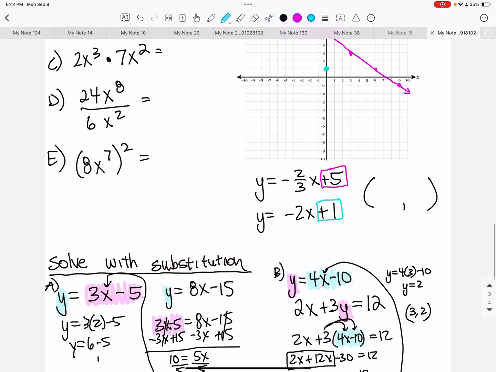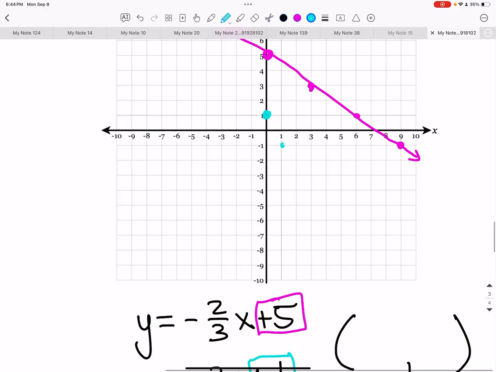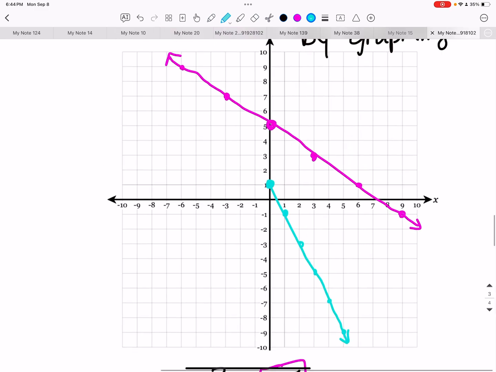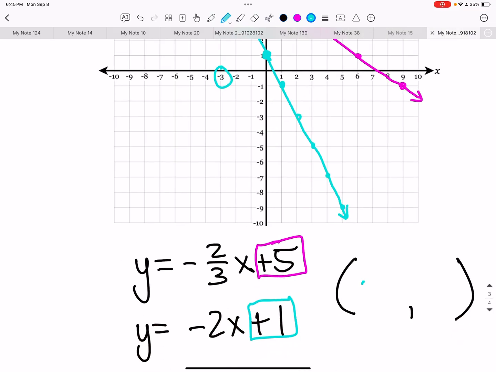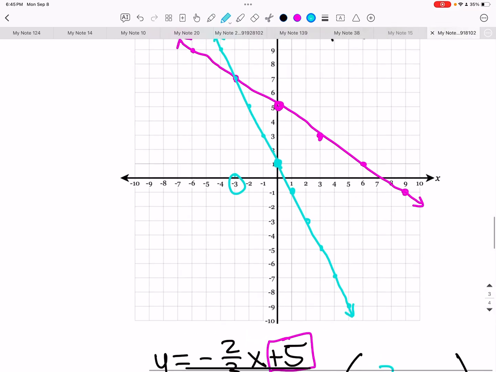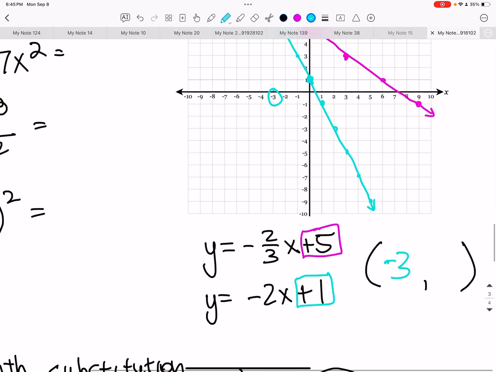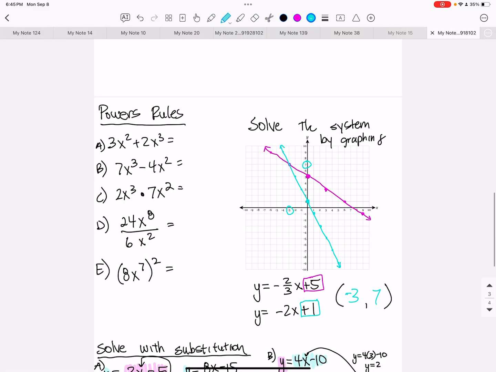This guy is losing $2 every day, down $2 every day, which is weird. This looks like they never hit, right? They're never going to hit. They're getting further apart, which means they hit in the past somewhere. Negative 2, negative 2. There they go, right there. All right, they hit in the past. So this means 3 days ago, negative 3, 3 days ago, they both had $7. Negative 3, 7 is where they intersect.